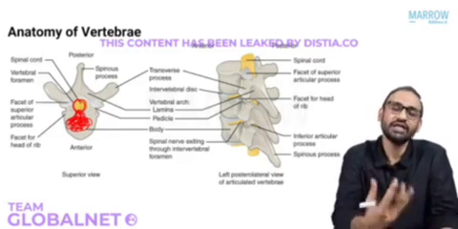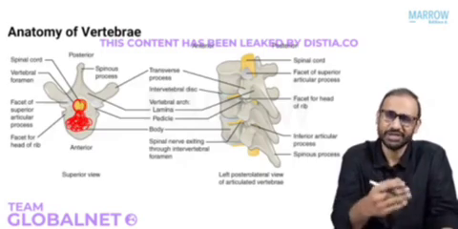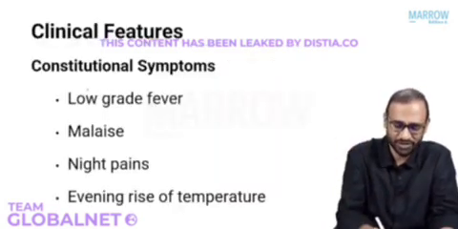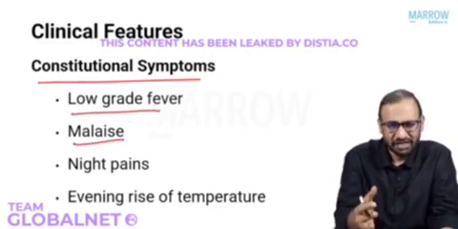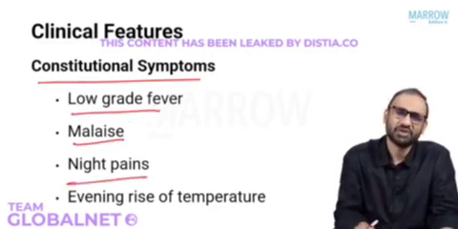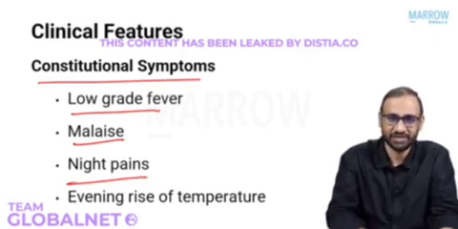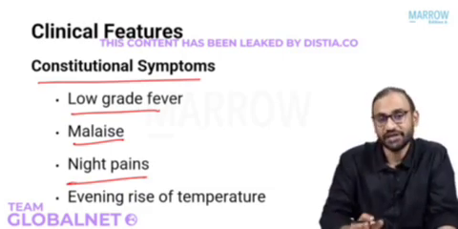Now, what will be the clinical features of a patient with tuberculosis of the spine? Please remember, tuberculosis presenting anywhere in the body will have constitutional symptoms that are the same everywhere. So, what are the constitutional symptoms? Patient will have low-grade fever, malaise, evening rise of temperature, night pains. All of these things will be there. So, this is common. This is non-specific. What are the local findings that are specific for TB spine? So the local findings are interesting here.